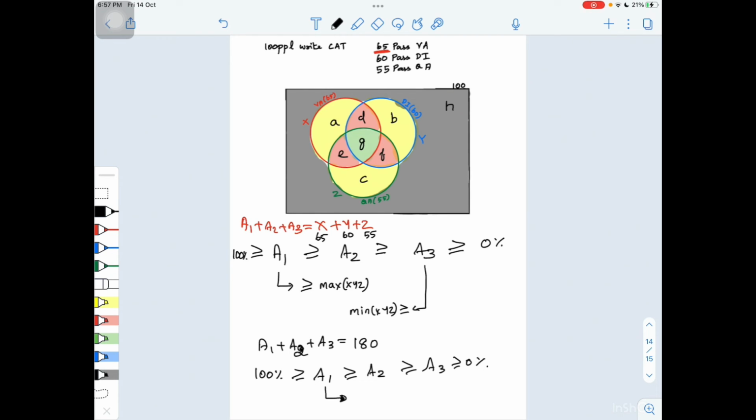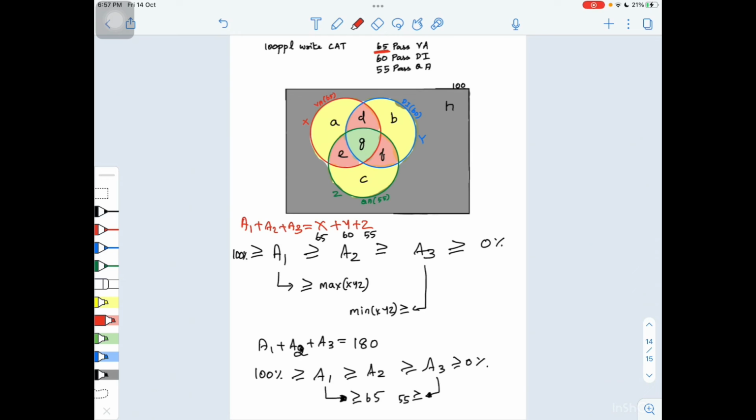And what is the maximum of x, y, z? 65. So A1 is greater than or equal to 65. And what is the minimum value of x, y, z? 55. So this A3 is less than or equal to 55. That's all. This is all the condition that is needed for us to solve any kind of minima maxima problems with respect to at least two region, at least three region, exactly one region, exactly two region kinds of questions. So now let's look at various kinds of questions that may be asked here.